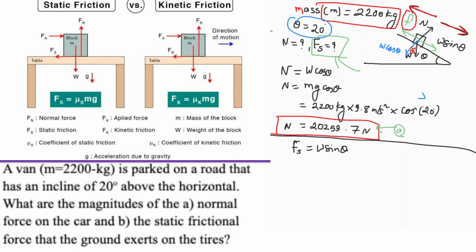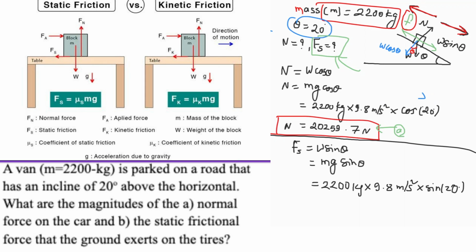F of S represents the frictional force during the static condition, or the static frictional force. That is equal to W, the weight, which is mass times acceleration due to gravity, times sine theta. The mass of the van is 2200 kilograms, multiplied by 9.8 meters per second squared, times sine of an angle of 20 degrees. Okay, let me do that.